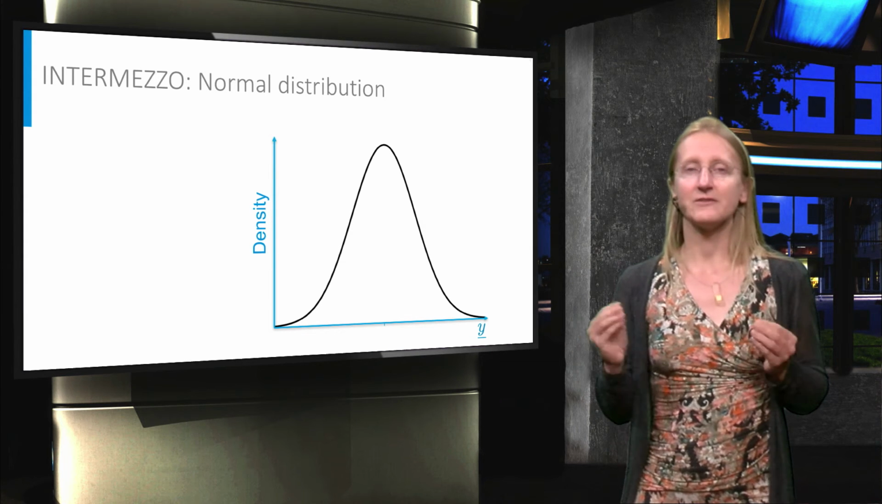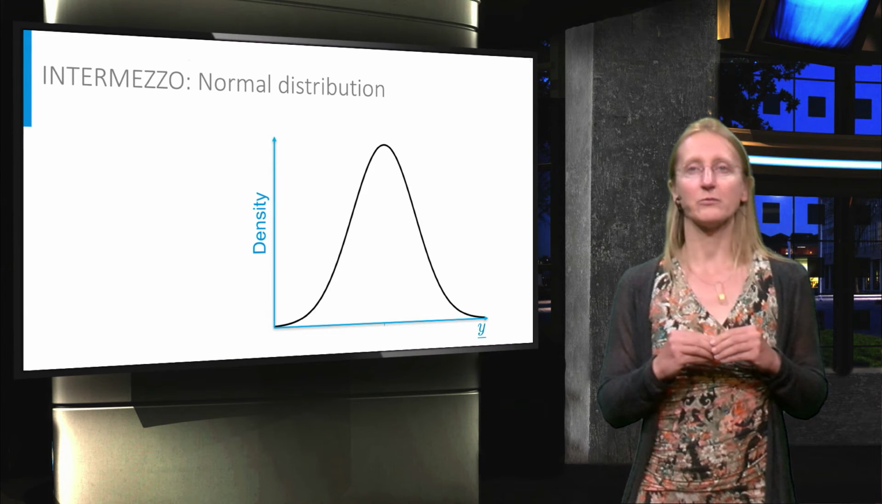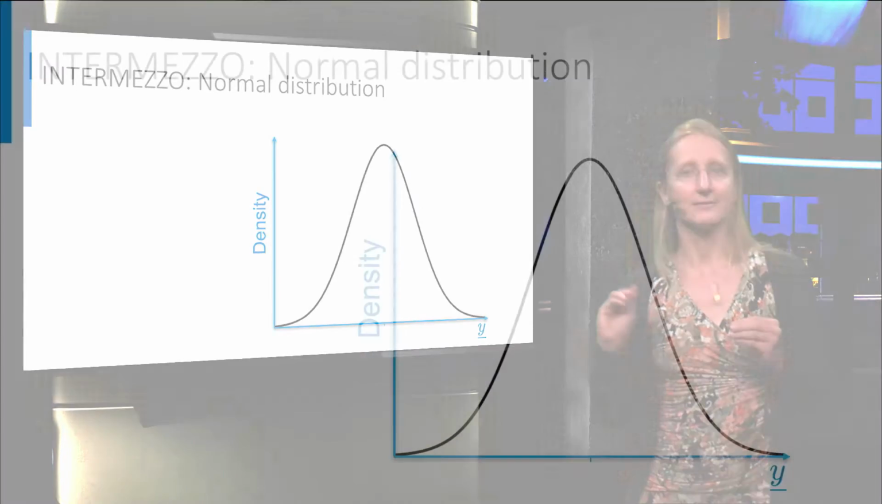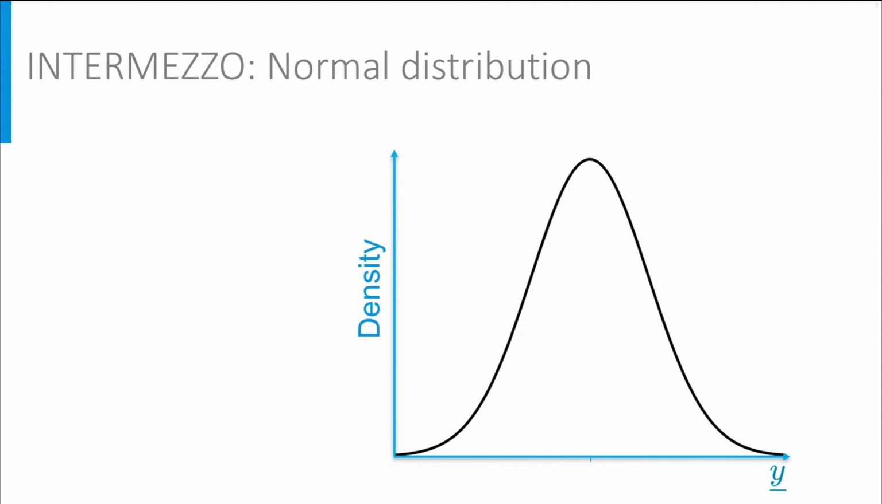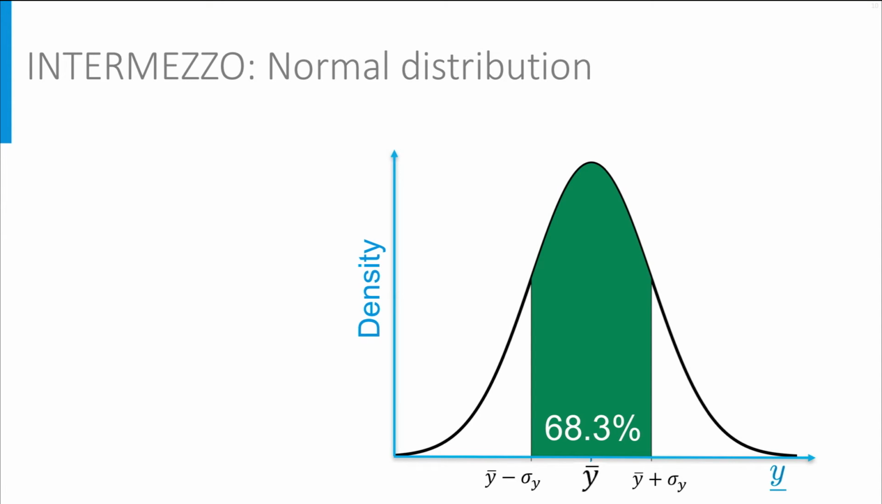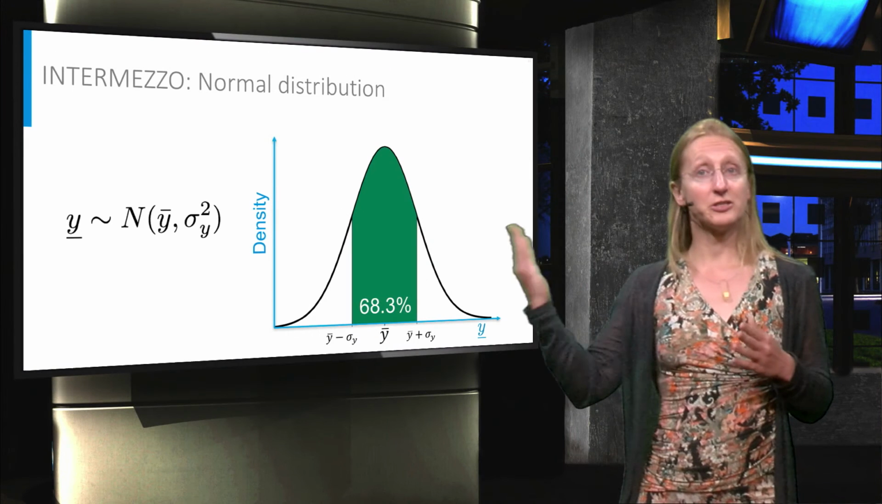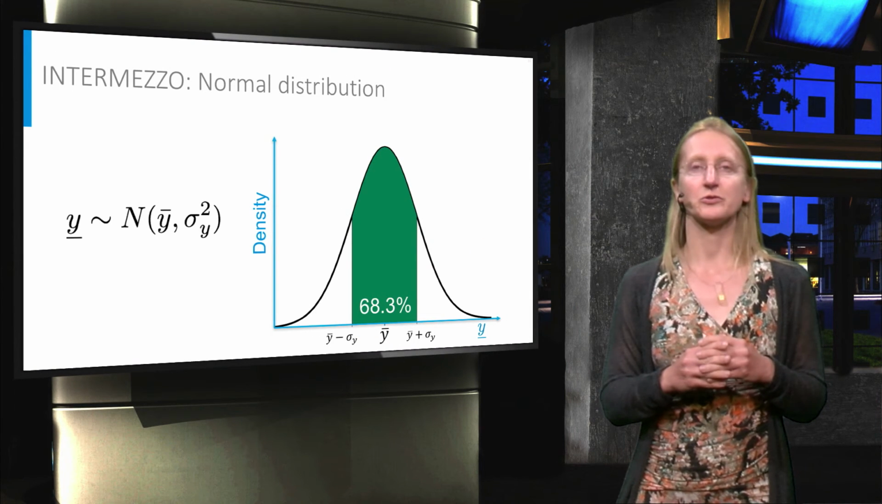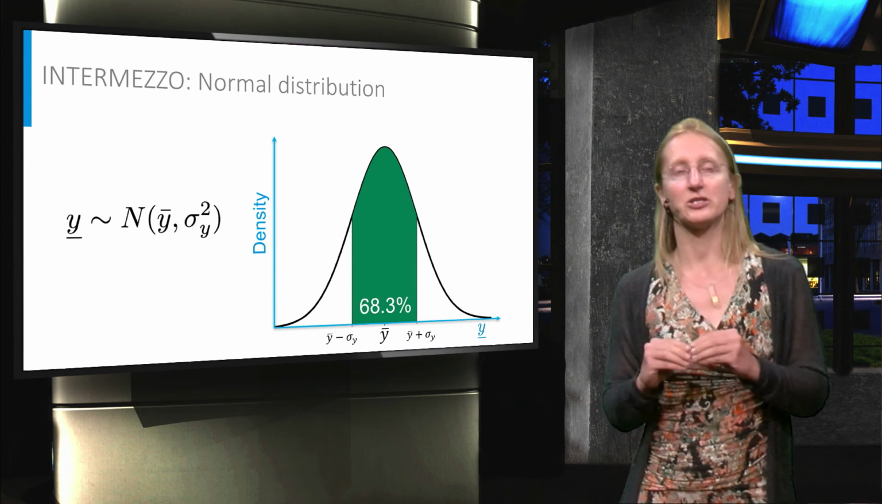The probability density function of a normally distributed random variable y looks like this. This probability density function is completely specified by two parameters, the mean and the standard deviation, the latter being the distance from the mean to the inflection point. The probability that an outcome will deviate less than one standard deviation from the mean, as shown by the green area here, is equal to 68.3%. The notation used to indicate that y is normally distributed with a certain mean and standard deviation is also shown.